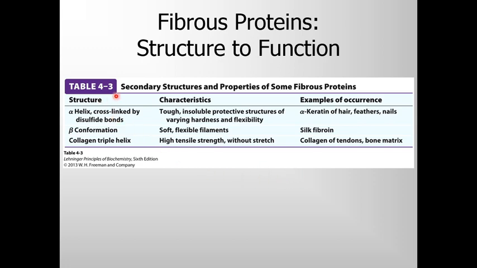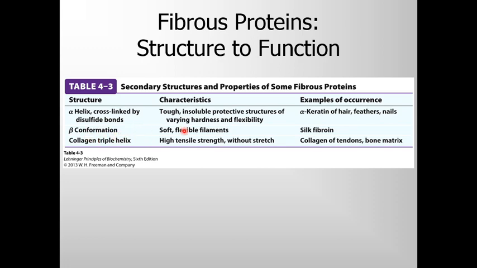Now, if you look at this table, there are three different columns. First is the structure, then the characteristics, and then the examples of occurrence. The first case, alpha helix, cross-linked by disulfide bonds. Characteristics of such a structure are that it is very tough, insoluble, protective structures of varying hardness and flexibility. Examples are alpha keratin of hair, feathers, nails. These all have this alpha helix cross-linked by disulfide structure.